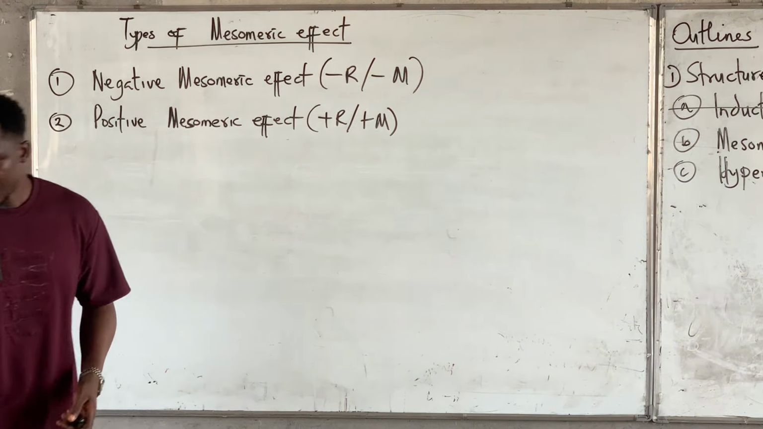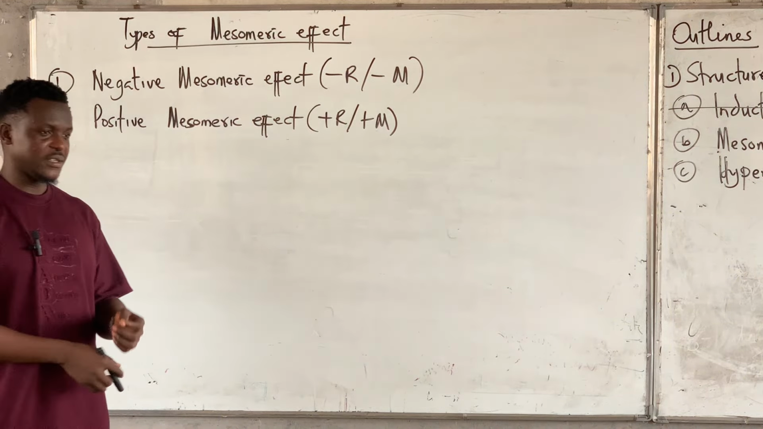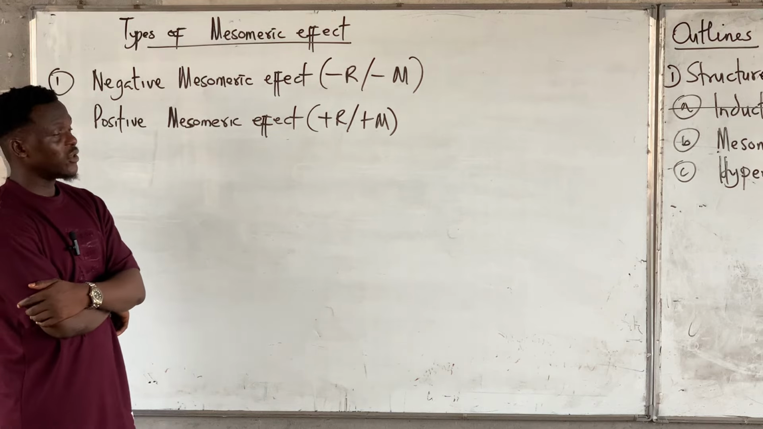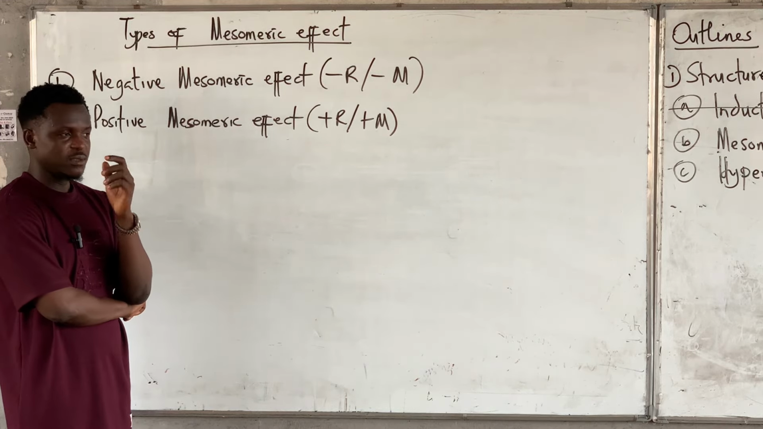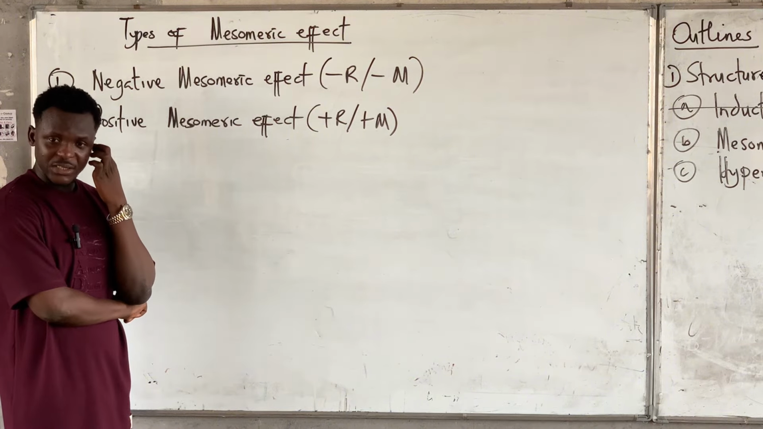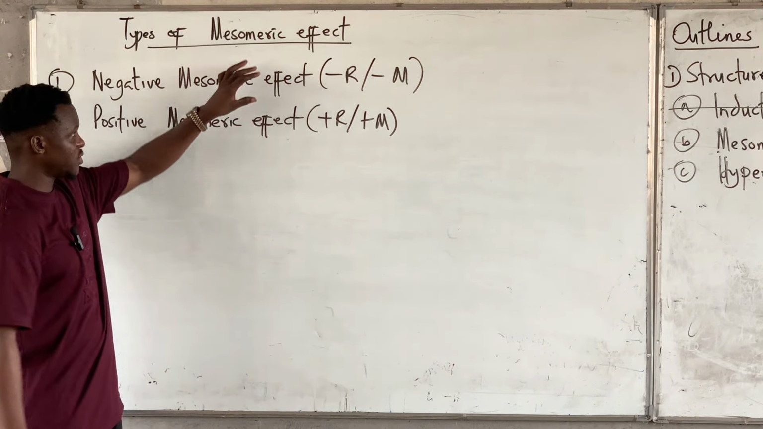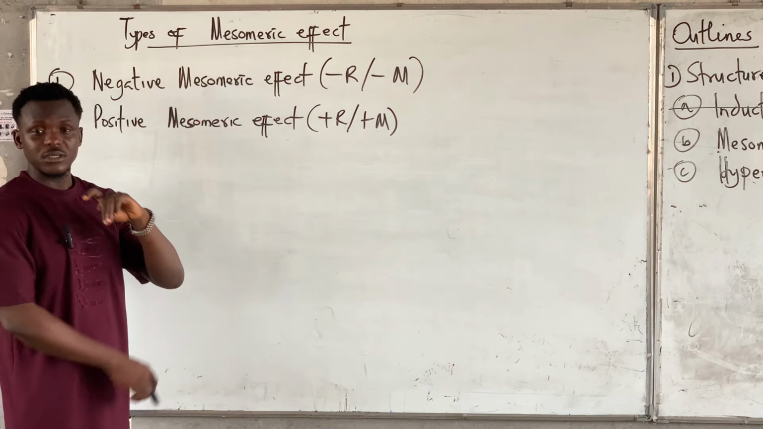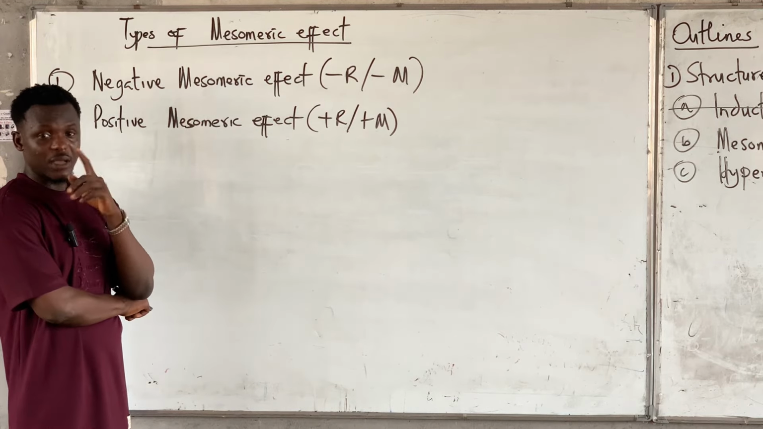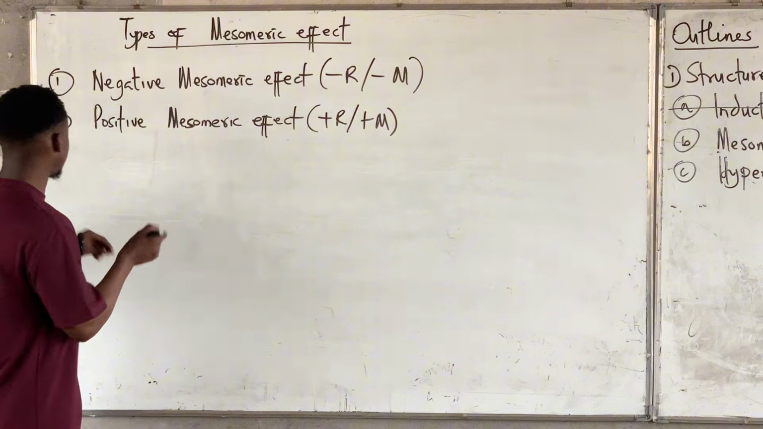So once again, this is very similar to that of inductive effect. Minus I basically refers to the electron withdrawing nature of atoms or group of atoms via polarization, while this one refers to the electron withdrawing nature of atoms or group of atoms via what? The delocalization I told us earlier. Let's look at the first one.